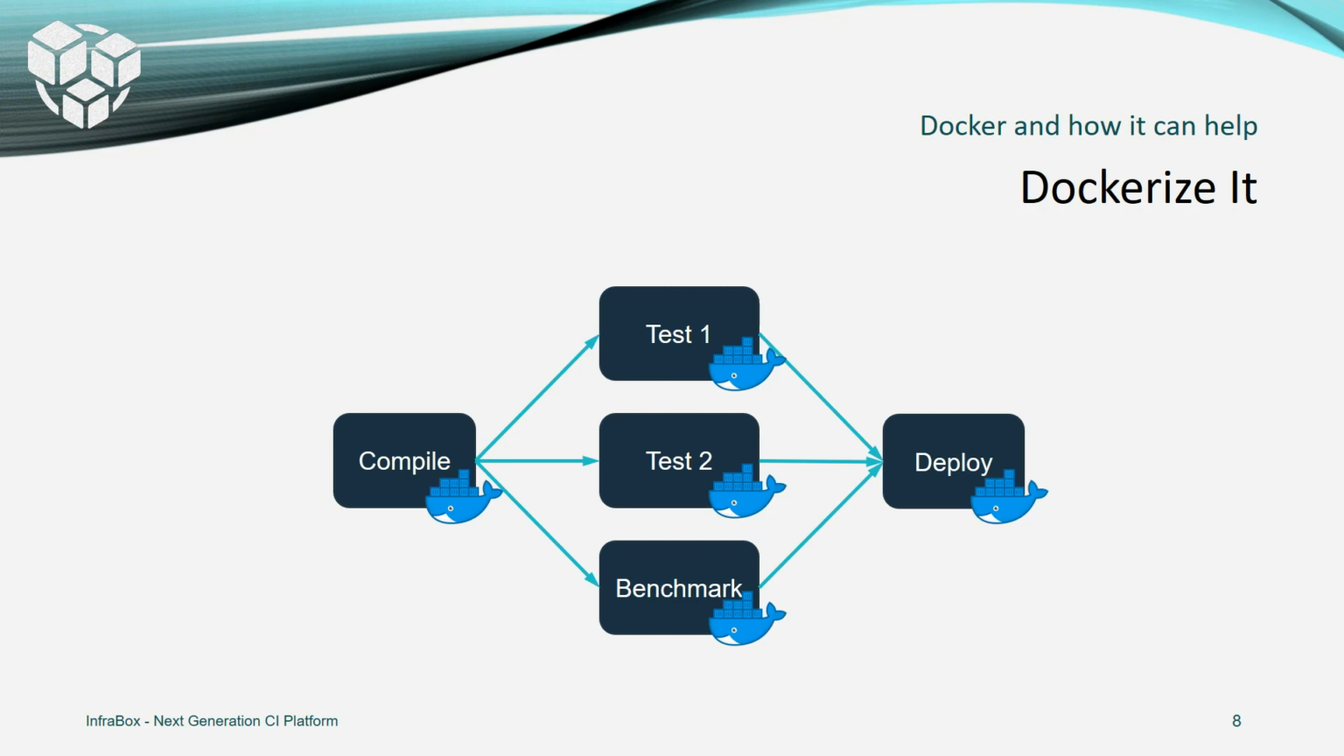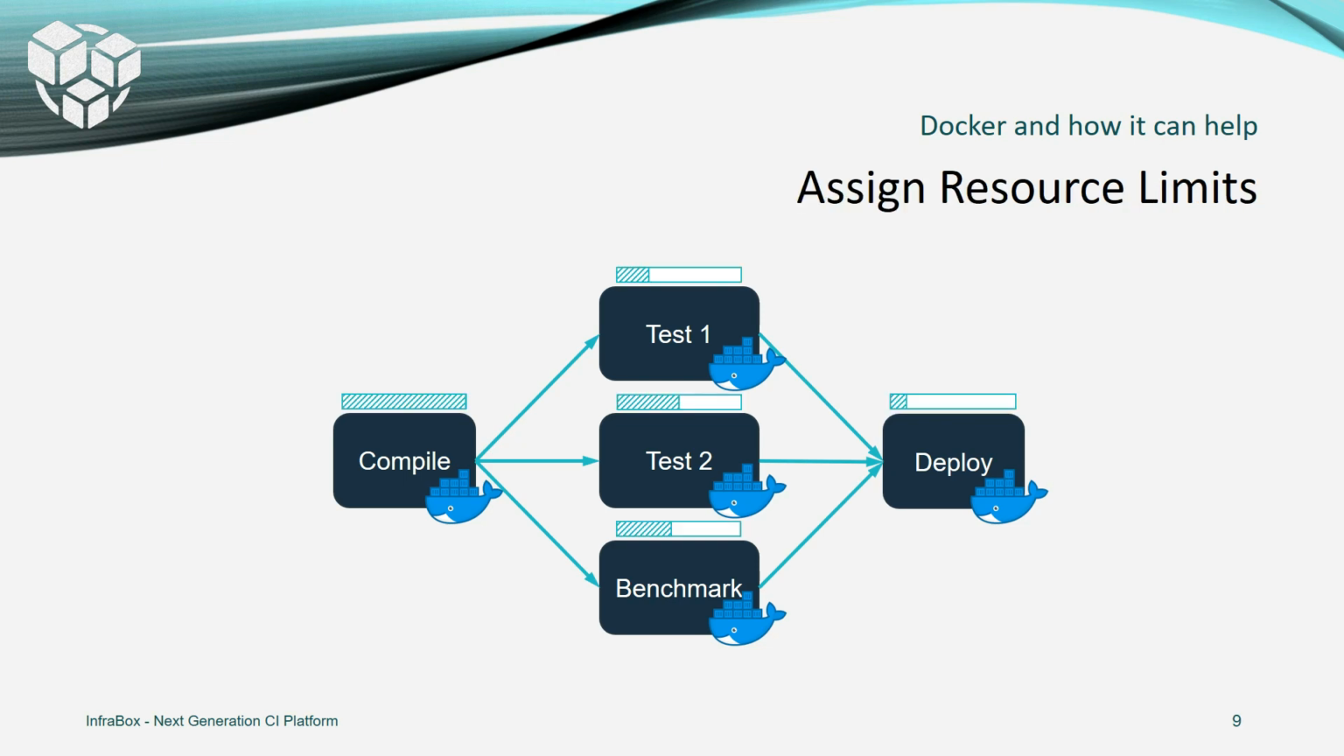In the following step, let's put all our tasks in Docker containers. By running all tasks in containers, we can much better isolate the different tasks from each other. Another consequence is that each task can define its own environment, so you don't have to configure your build machines to satisfy all your tasks. Last but not least, we can now assign resource limits for CPU and memory to each task, so you can make sure that each task gets the resources it needs.